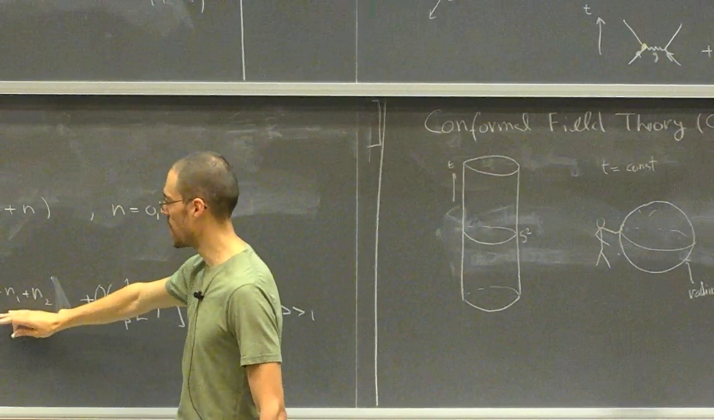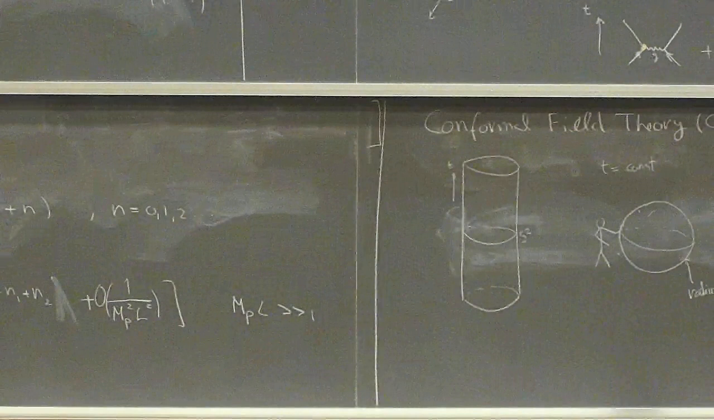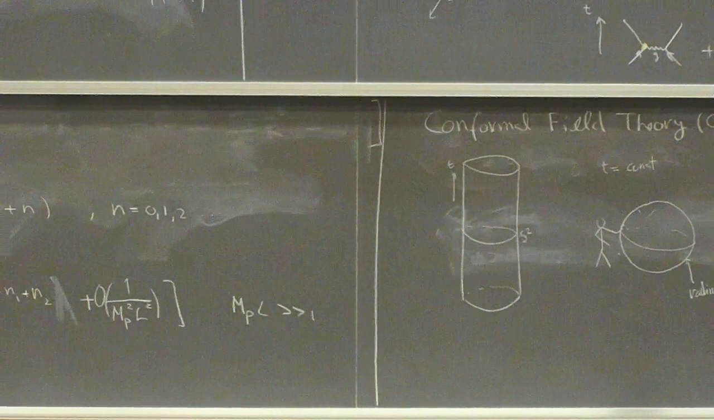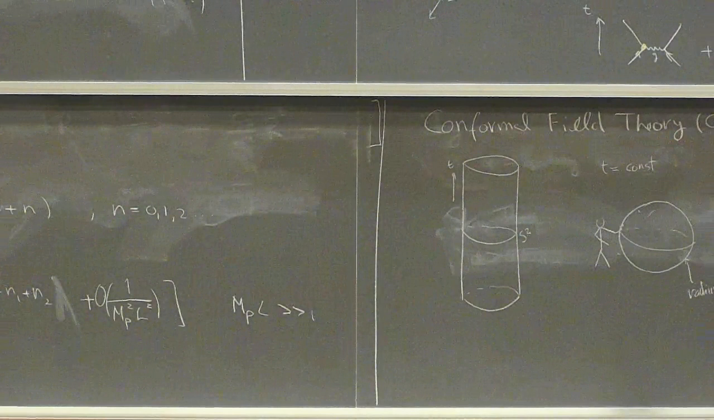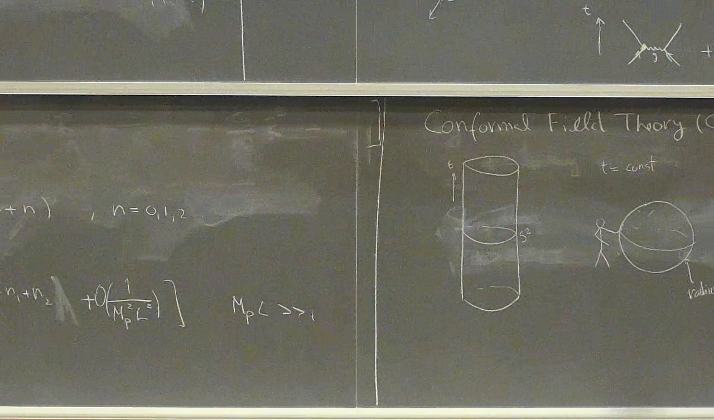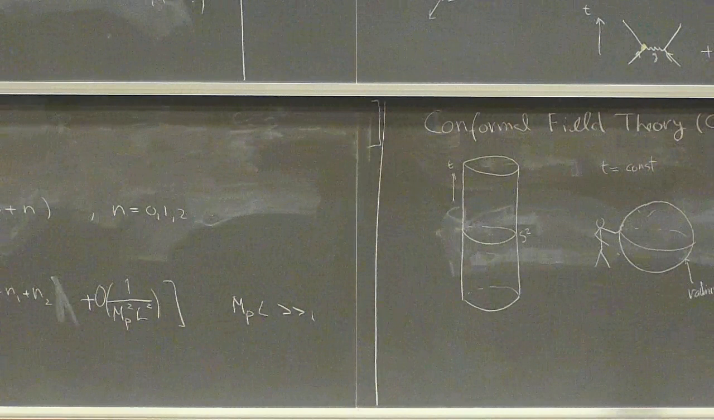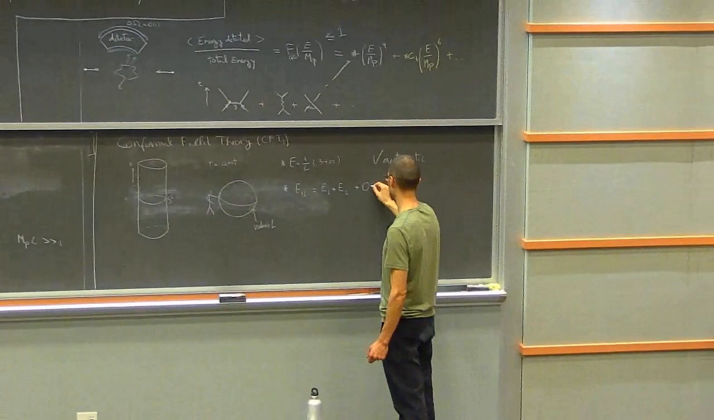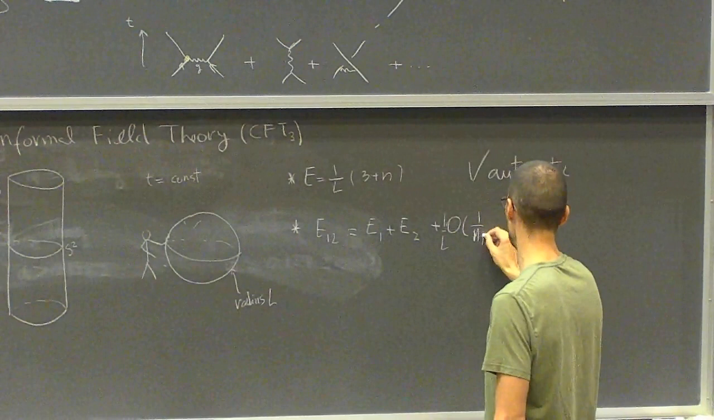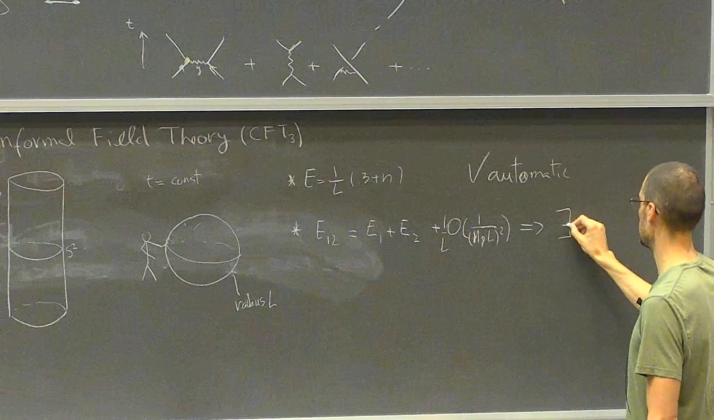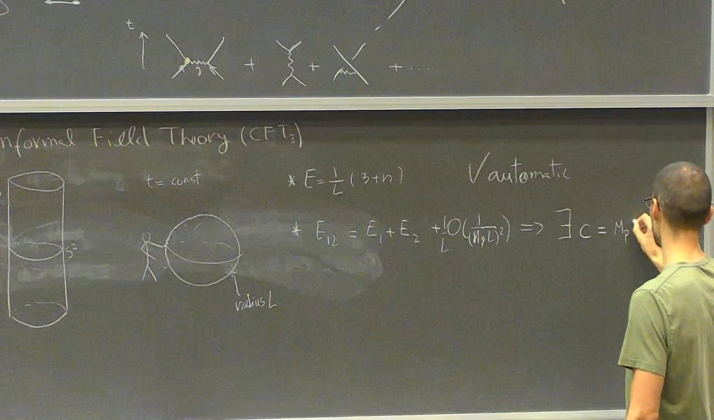Now, what about this part of the spectrum when you have many gravitons, okay? This does not come for free. So if you want to have the right energies, let's say, of two gravitons to be E1 plus E2 plus a small correction, like there, you need the existence of a small parameter, okay? Let's say 1 over L order 1 over MP L squared. So this implies that there exists a large parameter, we usually use the large version, let's call it C, which is much bigger than 1, okay?